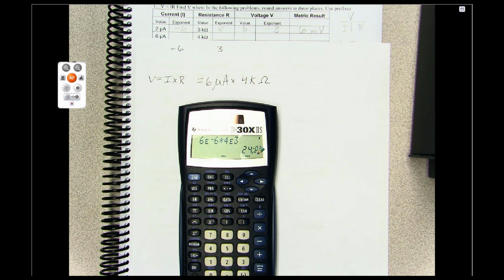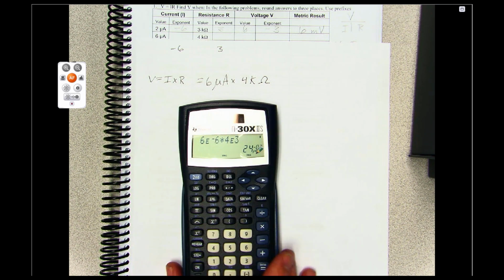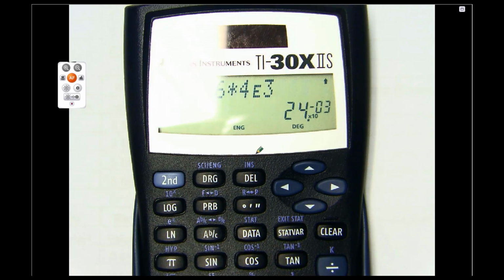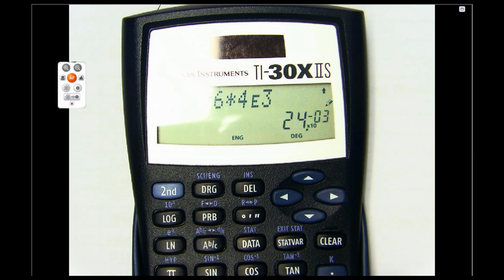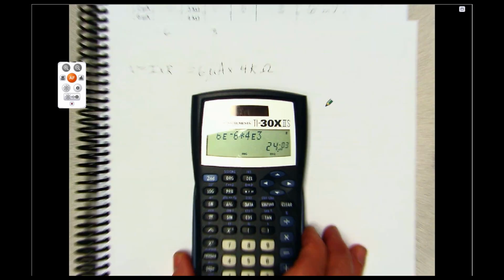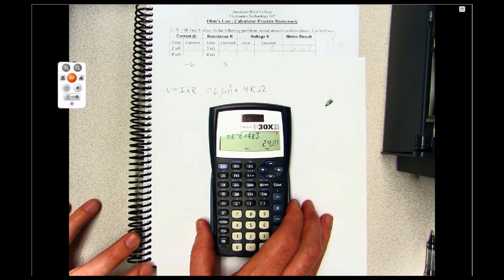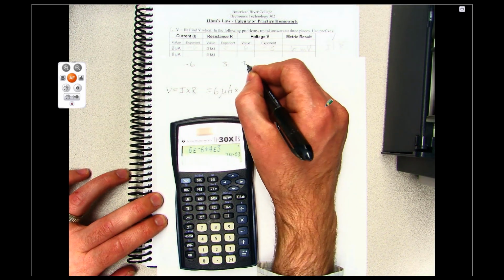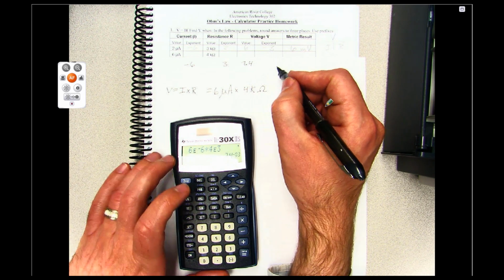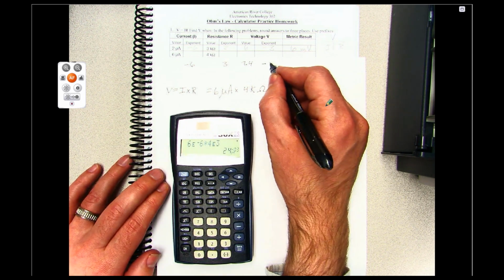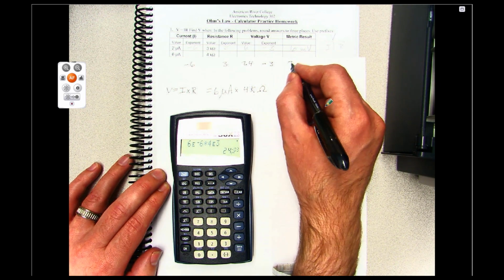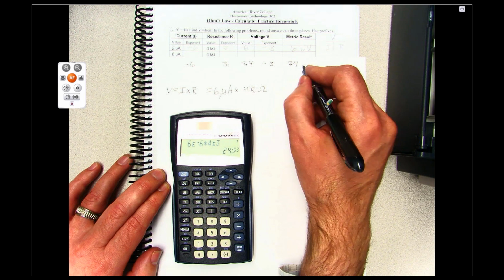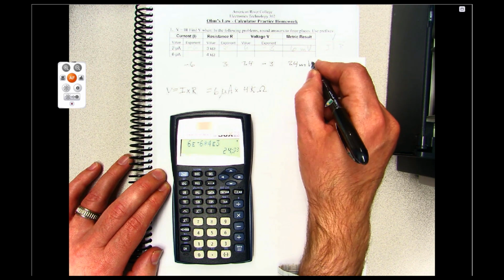You can see this is 24, and down there at the bottom it says 24 times 10 to the -3. So that's what I would write for my value on my homework. My value would be 24, and my exponent would be -3. So the metric result would be 24, and -3 is milli, so that would be millivolts.